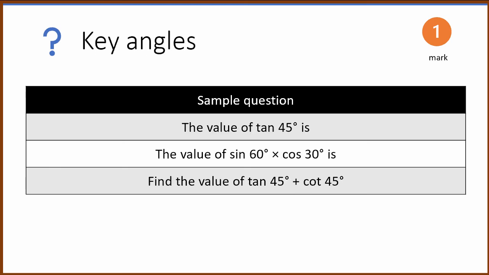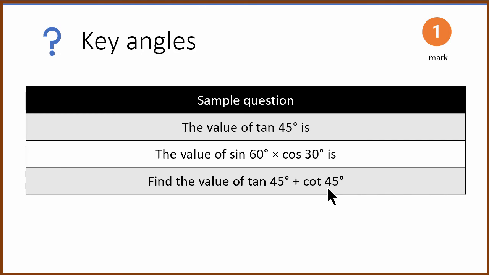Let's look at the third kind of 1 mark question that you see. The third kind of 1 mark question involves the value for key angles. And here it's more or less direct questions like what is the value of tan 45, or what is the value of sine 60 multiplied by cos 30, or what is the value of tan 45 plus cot 45. These are quite direct, and you generally get asked for the values. Either you can derive the values using the triangles that I showed earlier, or if you remember the answers, you can directly write the answers. So these are the 3 kinds of 1 mark questions that are asked in the examination.